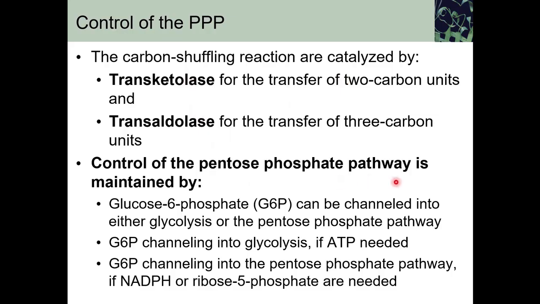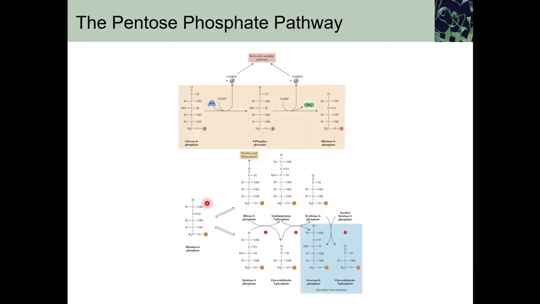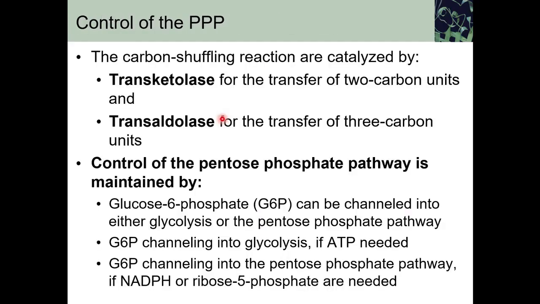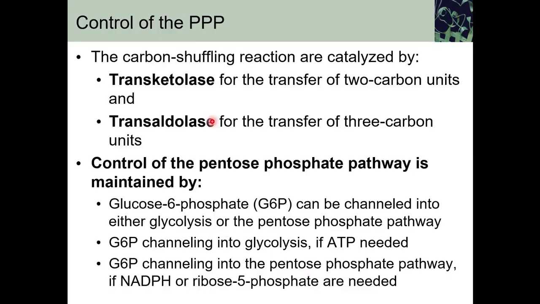Now, the control of the pentose phosphate pathway is maintained by glucose 6-phosphate. This enzyme is catalyzed by glucose 6-phosphate dehydrogenase. So the control of the pentose phosphate pathway is maintained by glucose 6-phosphate that can be channeled into either glycolysis or the pentose phosphate pathway. In other words, you control this step, because this step can be channeled into either glycolysis or the pentose phosphate pathway.